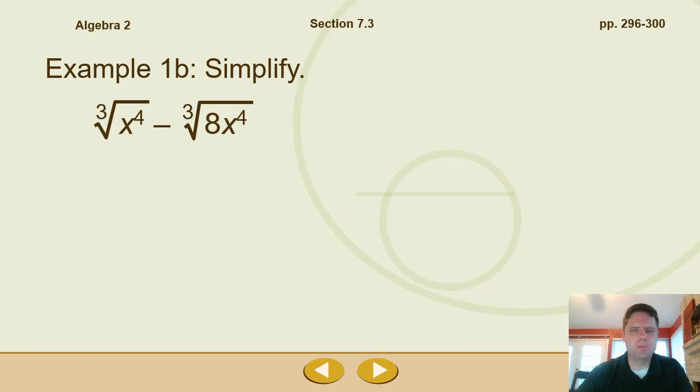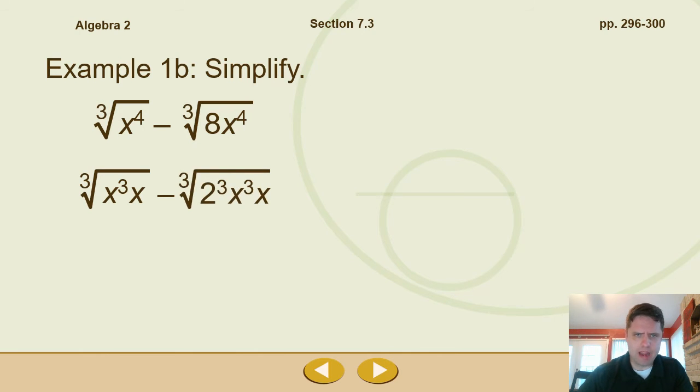Let's do example 1b. Simplify the cube root of x to the 4th minus the cube root of 8x to the 4th. Well, notice that the first one, we could rewrite x to the 4th as x cubed times x. And the second one, we could rewrite 8 as 2 to the 3rd, right? 2 times 2 times 2 is 8. And then that x to the 4th, again, we could rewrite as x cubed times x.